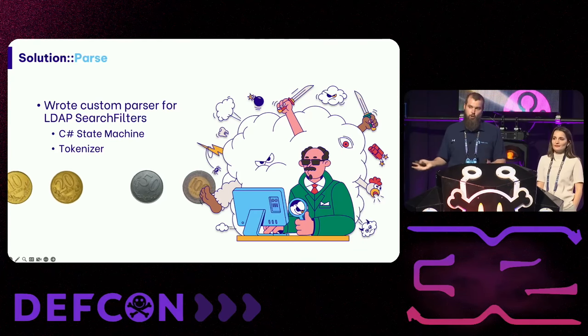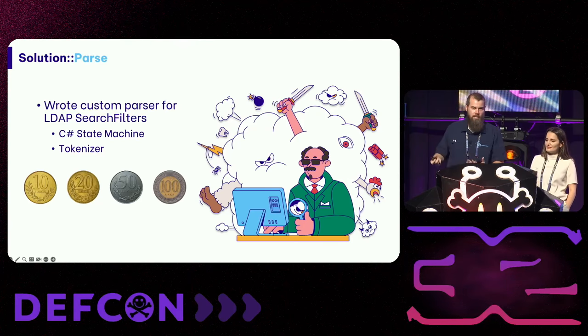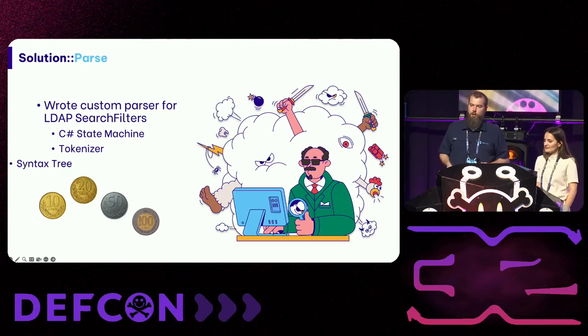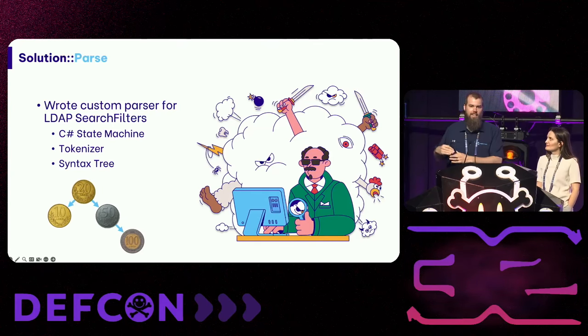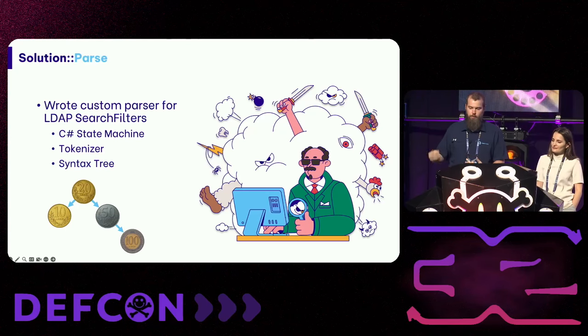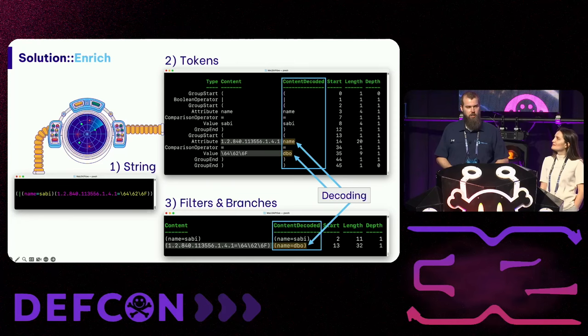That means when you have a string come in, that's the entire search filter, let's break it into tokens. So we know which ones are attributes, values, comparison operator, et cetera. Next, you want to organize those tokens into a representation that allows you to understand the structure of nested Boolean operators and filters and filter lists and all those sorts of things. And then you can move on to actual enrichment, which is step number two.